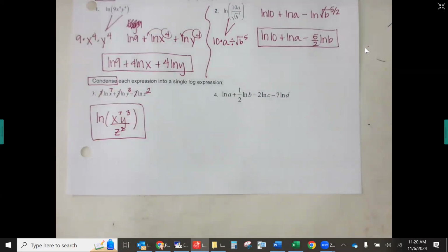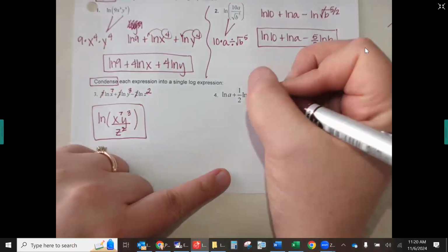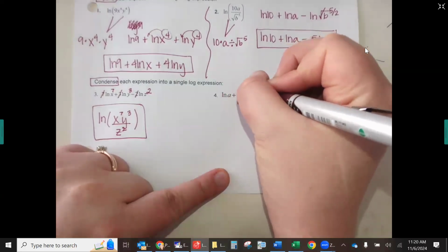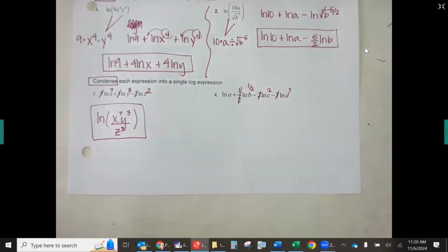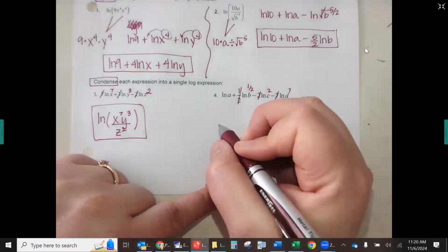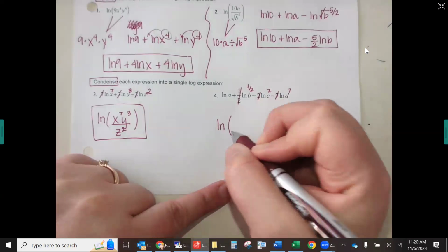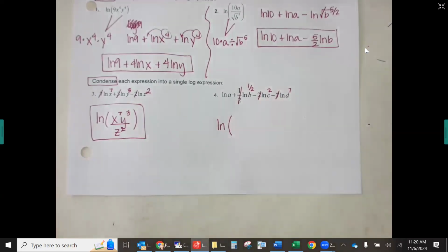Okay, take a look at number 4. Any numbers in the front have to bump up. I'm talking about this 1/2, this 2, and this 7. Okay, then from there, we're going to put everybody back into the same log. But remember, it's an ln log, or a log little e.